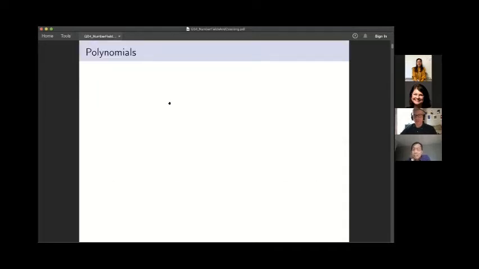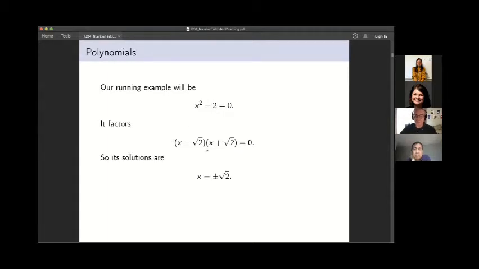So we'll start at the very beginning of the story, which starts with a problem motivated by questions asked in antiquity: what are the solutions to polynomial equations? It turns out this is a very hard problem, which in general, one could arguably say we've made almost no progress on. So our running example today, which we'll keep with us as we go, is just x squared minus 2. This is something you would have seen in grade school. It factors like x minus root 2 times x plus root 2, and so its solutions are just plus and minus the square root of 2.